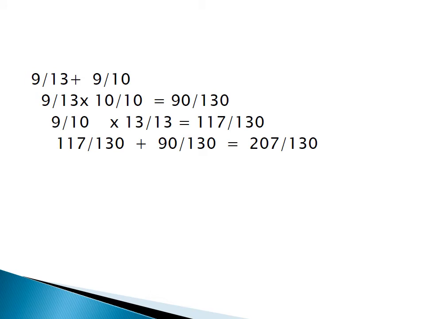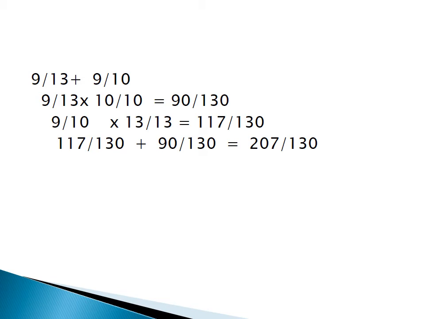Now let us see one more example. 9 by 13 plus 9 by 10, both are unlike fractions. Write down the first fraction. Which one is the first fraction? 9 by 13. Multiply by the denominator of second fraction. Which one is the second fraction? 9 by 10. And the denominator is 10. That's why 9 by 13 multiplied by 10.